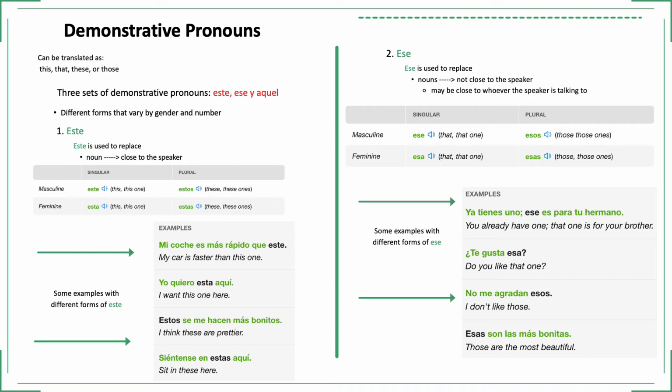Now let's talk about some examples. Ya tienes uno, ese es para tu hermano. You already have one. That one is for your brother. ¿Te gusta esa? Do you like that one? No me agradan esos. I don't like those. Esas son las más bonitas. Those are the most beautiful.